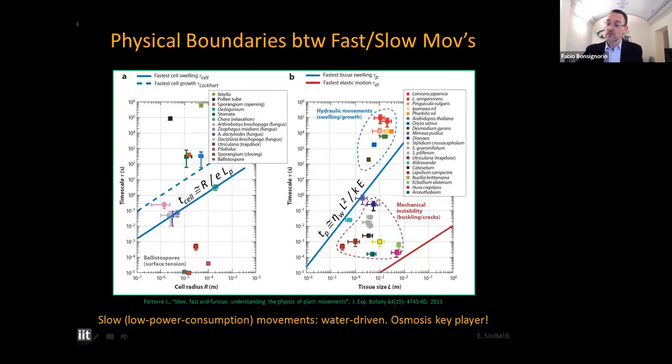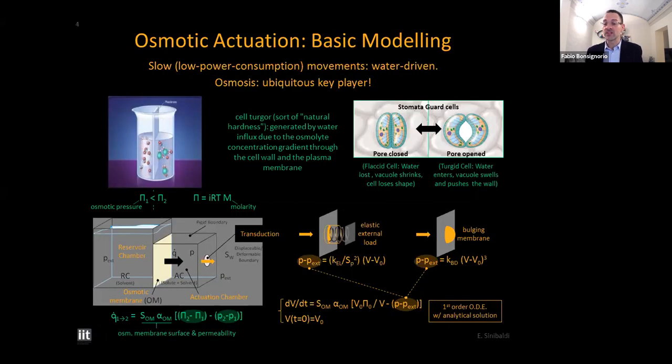So, for instance, the Venus flytrap is here, whereas the drosera is here. And these slow movements are interesting for biorobotics applications because they are intrinsically related to low power consumption. And osmosis is a key player therein. That's why we started a few years ago by modeling the osmotic process.